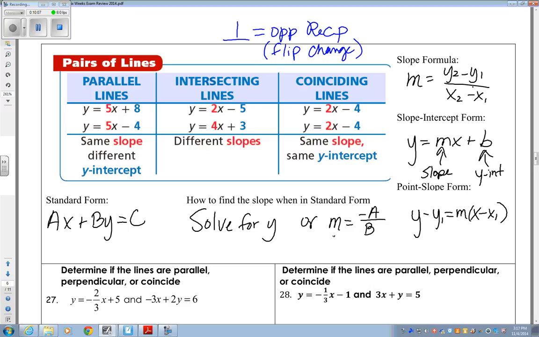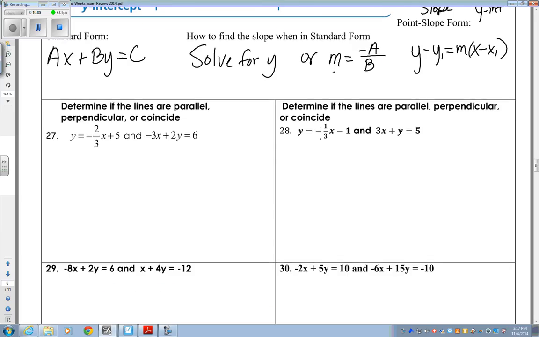So, for example, number 27 is a test-like question. Determine if the lines are parallel, perpendicular, or coincide. So, I have two equations. The first equation, do you know the slope? Could you just read it and figure it out? What is it? Yeah, it's right there. So, first one, we have negative 2/3.